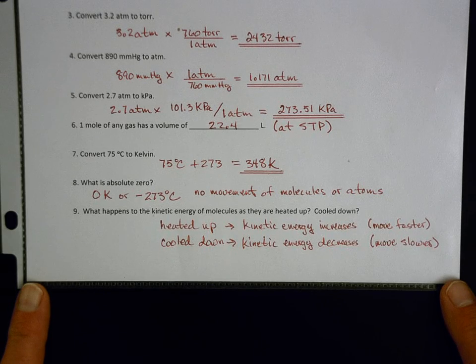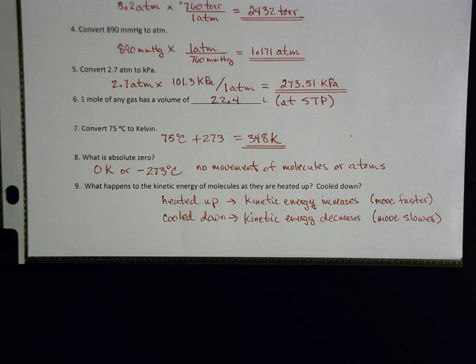How do we get from Celsius to Kelvin? We add 273, and that'll give us our Kelvin amount. So 75 plus the 273 gives us 348 K. What is absolute zero? Two ways to think about it. One is the actual temperature. That is 0 K. So absolute zero is not in Celsius, not in Fahrenheit. It's in Kelvin, 0 Kelvin degrees. Or it's negative 273 degrees Celsius, and it's negative 400 something in Fahrenheit. So it's very, very cold.